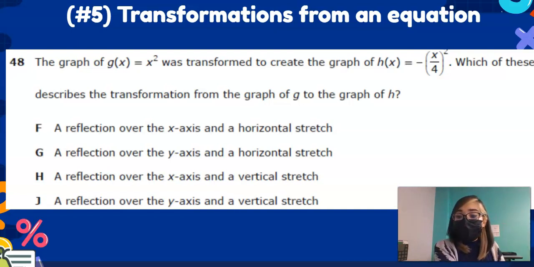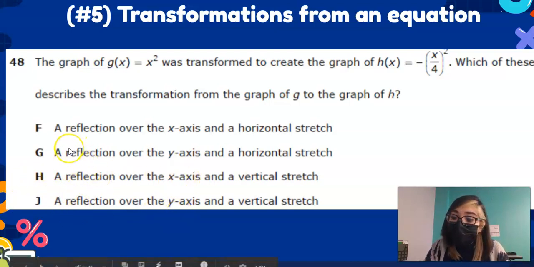You can also use your chart and look back on it, and it will tell you that a vertical reflection is a reflection across the x-axis. So let's see, reflection across the x-axis, yes. Across the y-axis, incorrect. We can take out g. X-axis, good. Y-axis, we can take out g and j. So we're left with f and h.